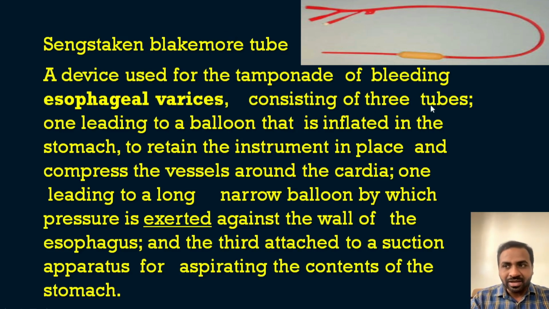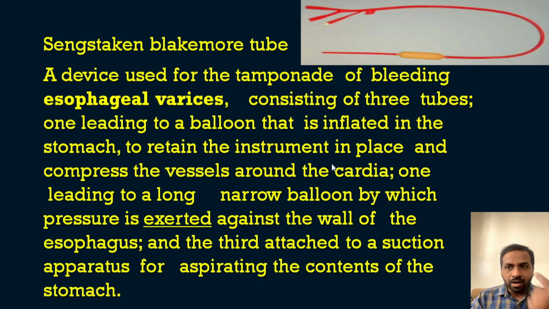It contains 3 tubes, one leading to a balloon that is inflated in the stomach. Its purpose is to retain the instrument in place and compress the vessels around the cardia. You know the anatomy of the stomach. One balloon will be inflated in the cardiac position, and that balloon allows the Sengstaken-Blakemore tube to be retained in that position, that means in the stomach, and it will compress the veins around the cardia.